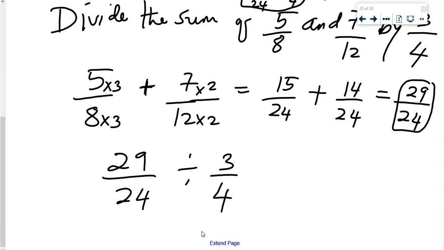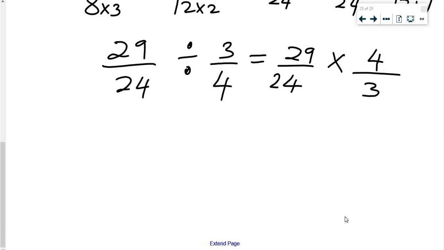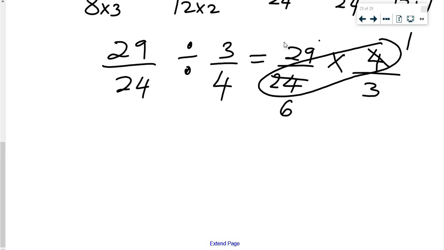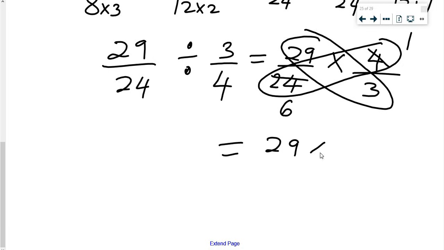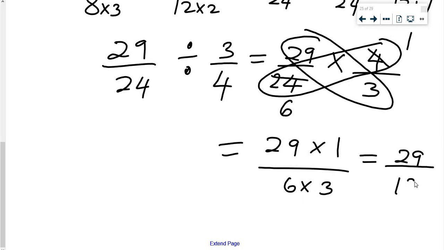Now when you do that, 29/24 divided by 3/4 will be equal to 29/24. To divide means find the reciprocal. 4 goes up, 3 goes down. And therefore check if you can simplify this by 4: 1, by 4: 6. Can you simplify this also? No, you can't. So you're going to have 29 into 1 upon 6 into 3. Answer will be 29/18.